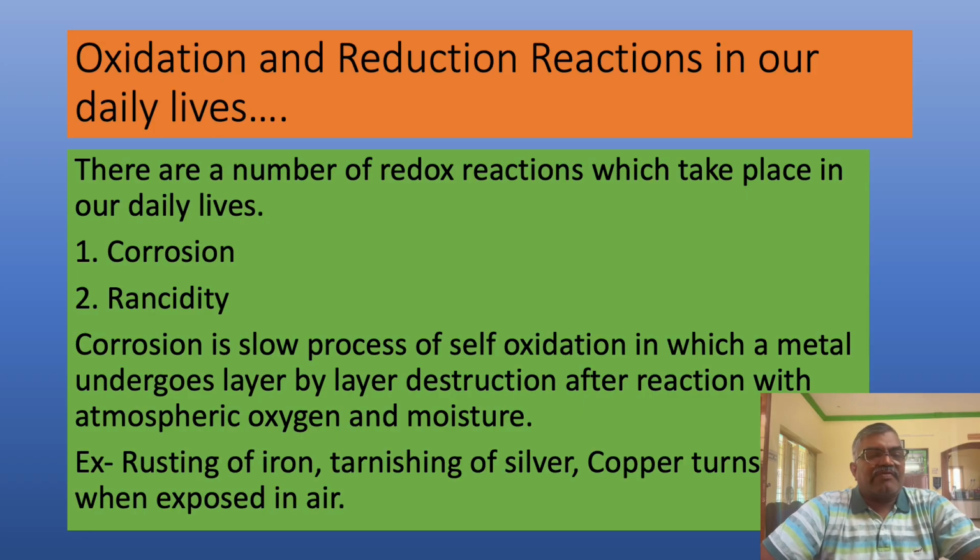So rusting of iron, tarnishing of silver, and copper turning green when exposed to air are examples. If you keep a silver object in the open air, what will happen? The shiny silver color will change, and a black coating will appear. That is tarnishing of silver. That is also corrosion.